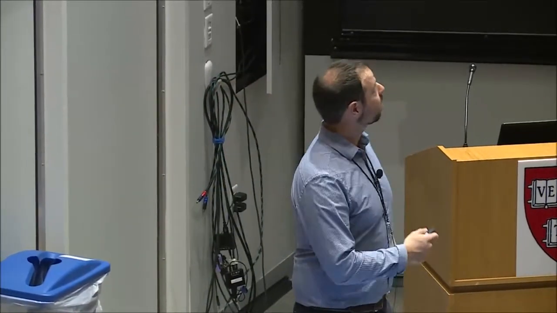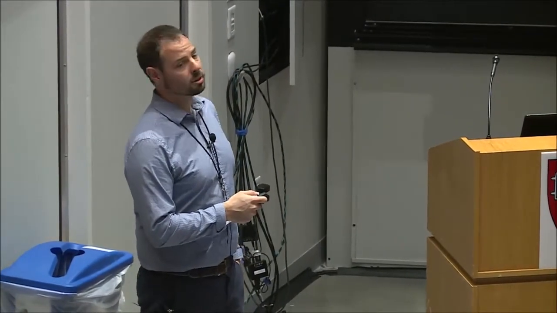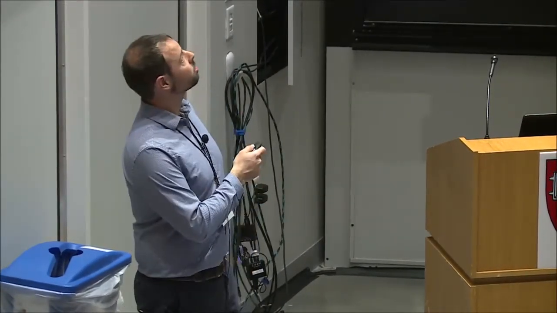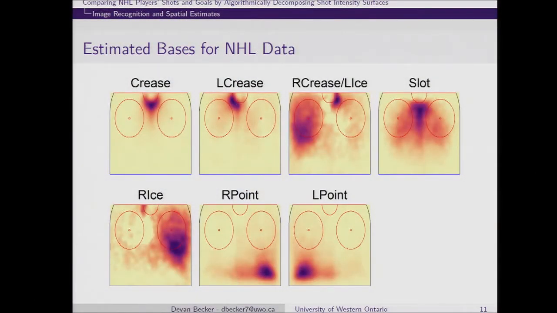Yeah. So this is one of the interesting things about this, there's allowed to be overlap. I'm not partitioning the ice. There is allowed to be overlap. So players that tend to shoot from here also shoot from here, but then there's another class of players that shoots from here and doesn't shoot from here. So in that dark area, how do you know whether it's a crease shot or a slot shot? That's a good question.